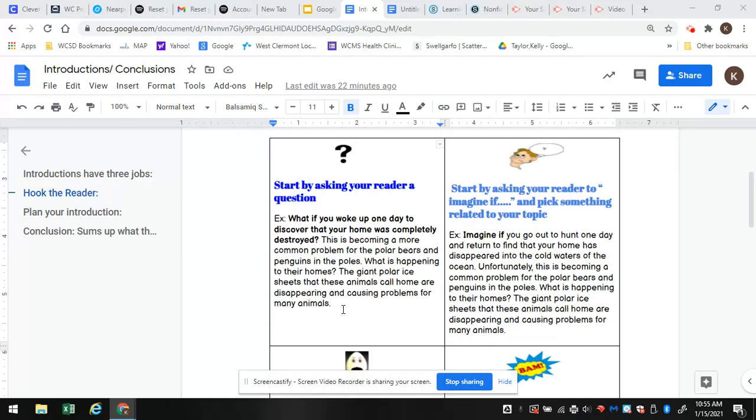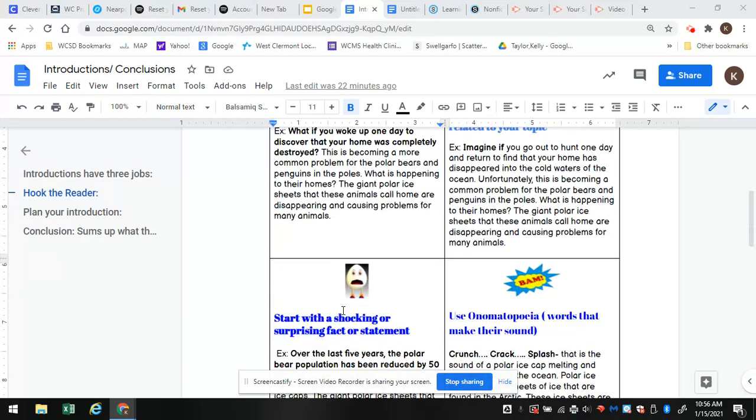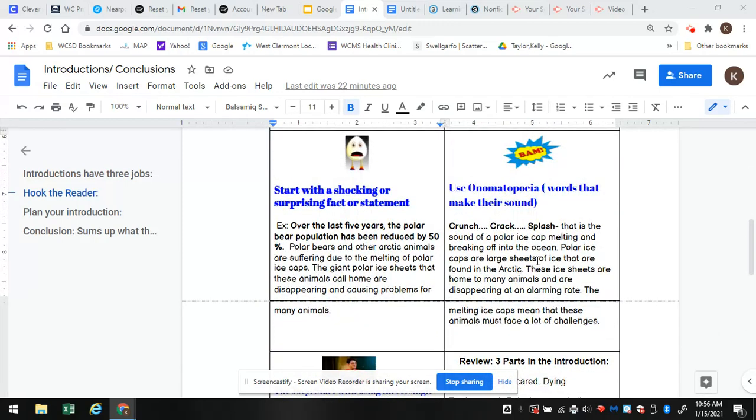So we have learned a question, imagine if, you've learned a shocking fact. My other favorite one is I love using onomatopoeia because it makes such an impact on the reader. So I know this sounds a little bit weird.